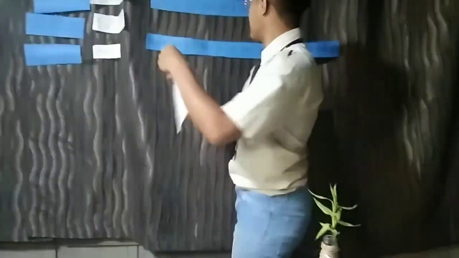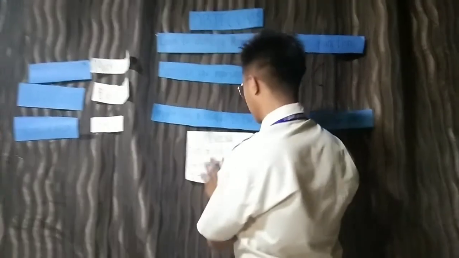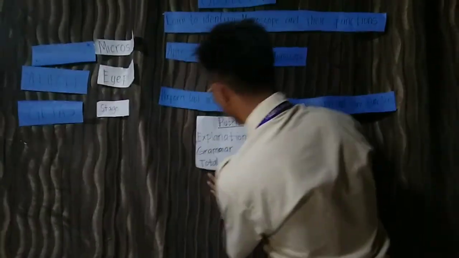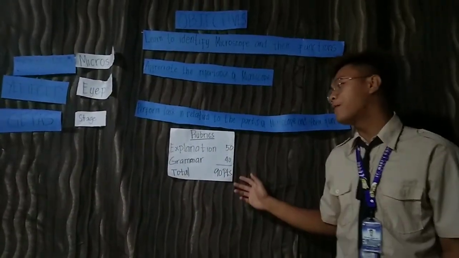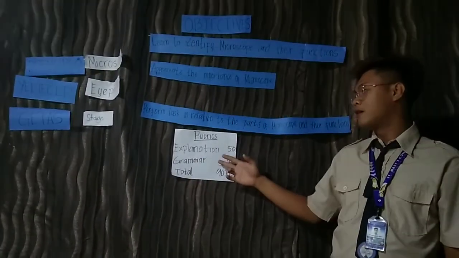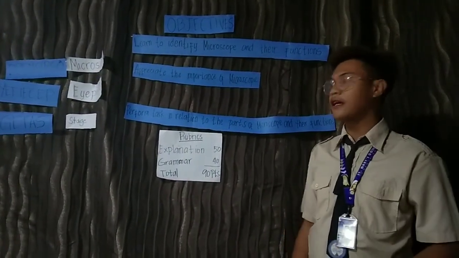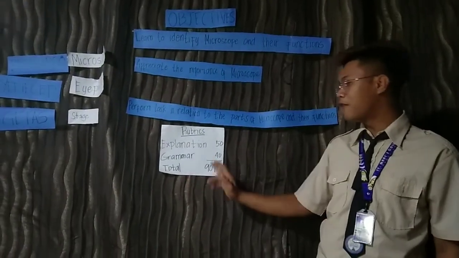So these are the rubrics when you present in front. Explanation is 50 points. Grammar, on how you use your grammar in reporting in front, is 40 points. So the total is 90 points. This is for group 1 and this is for group 2. Okay, thank you.